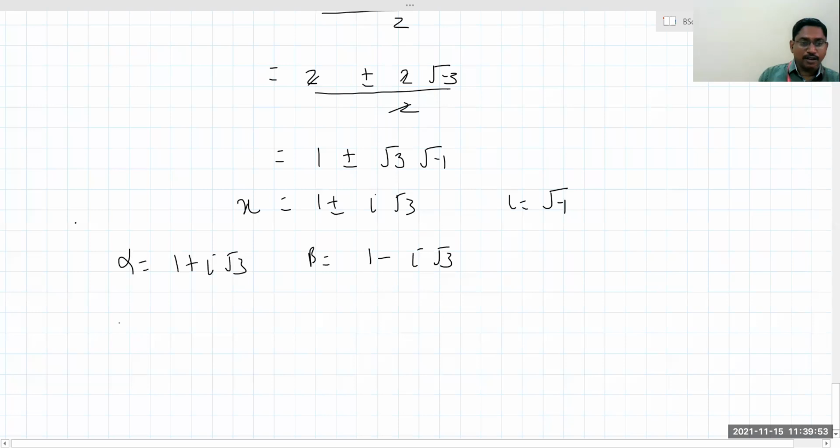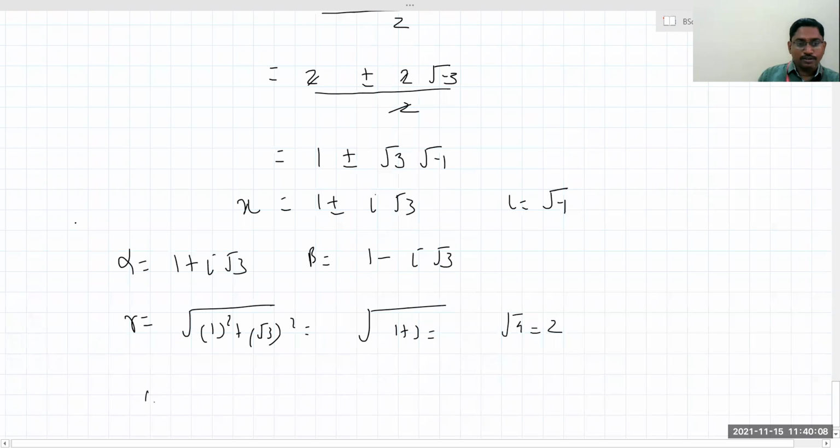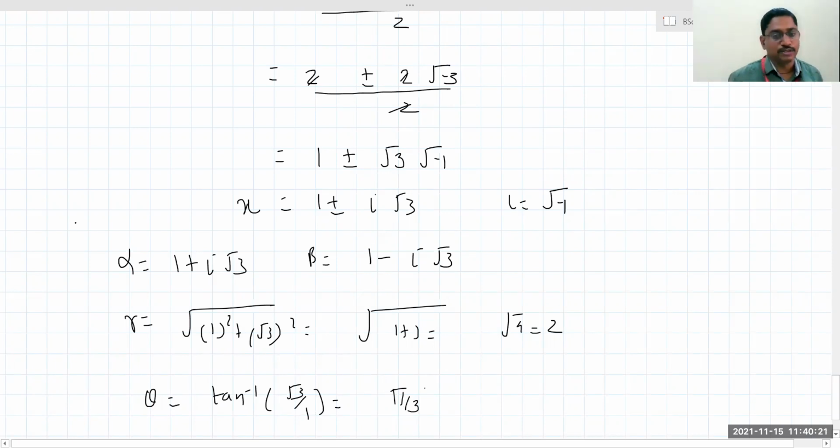So what is r for this? Square root of 1 square plus root 3 square. That is 1 plus 3, root 4 is 2. And what is theta? Theta is tan inverse root 3 upon 1. So what is the value of this? It is pi upon 3. Just check whether tan pi by 3 is root 3. Okay, this is in the first quadrant.